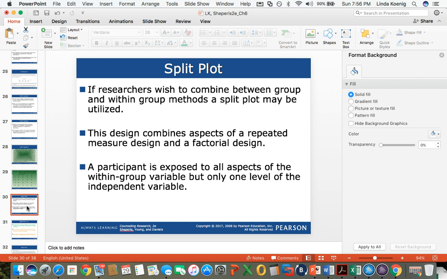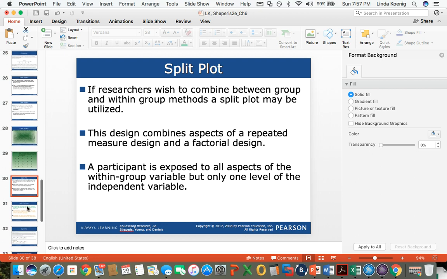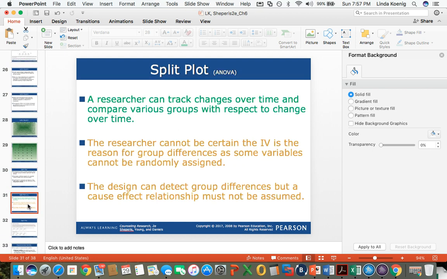All right, then we have something called split plot. So if you want to combine a between groups and a within groups method, then a split plot might be what you want to go for. A split plot combines aspects of a repeated measure design and a factorial design. So a participant is exposed to all aspects of the within group variable, but only one level of the independent variable. Now, we're going to have an example of this though.